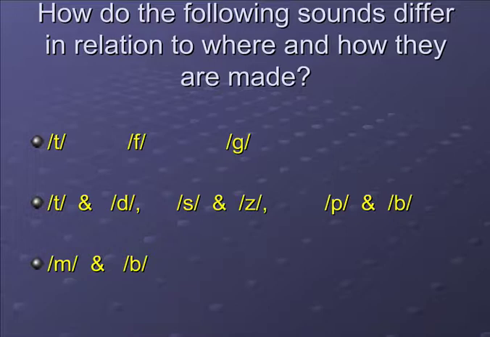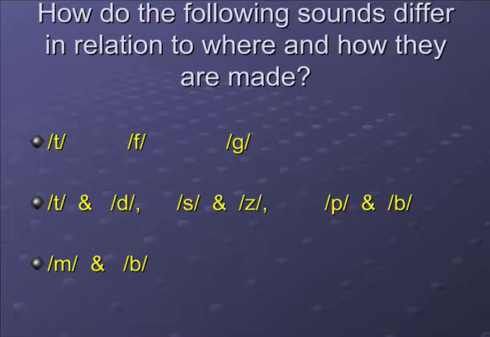In the next column you have t and d, s and z, p and b. All of these combinations, t and d, they're made in the same place. S and z are made in the same place. P and b are made in the same place. The difference is that one is voiced and the other one is voiceless.